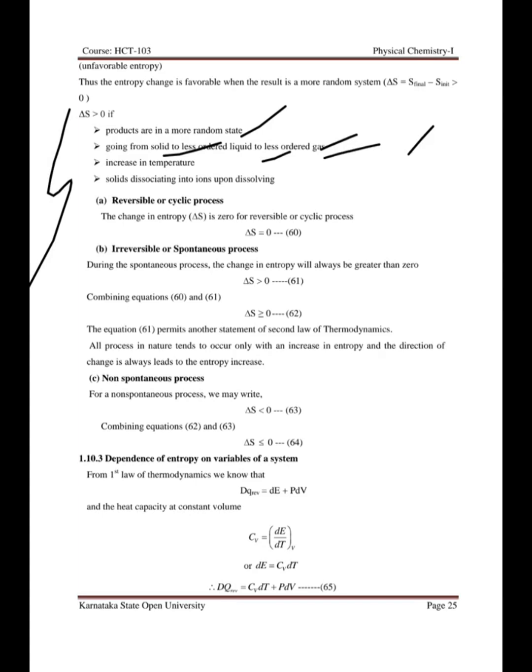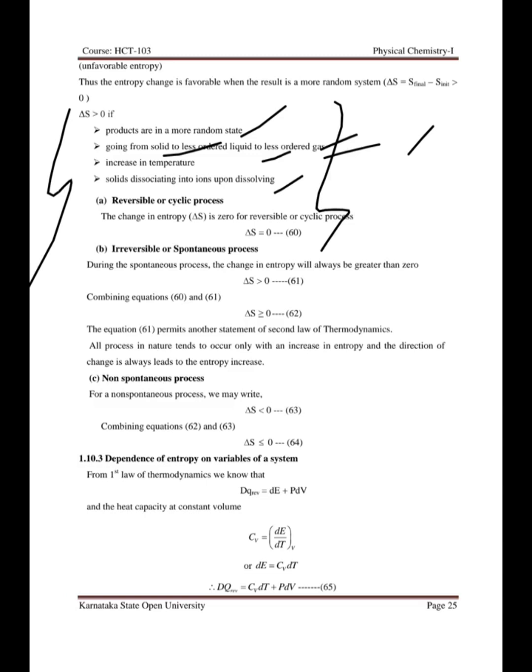And next is the increase in temperature. If delta S is greater than zero, the temperature also increases. So solid dissociates into ions upon dissolving. So yes, you got delta S and the entropy change. Entropy change is nothing but the system thermal energy. So these are the points where delta S is more than zero.